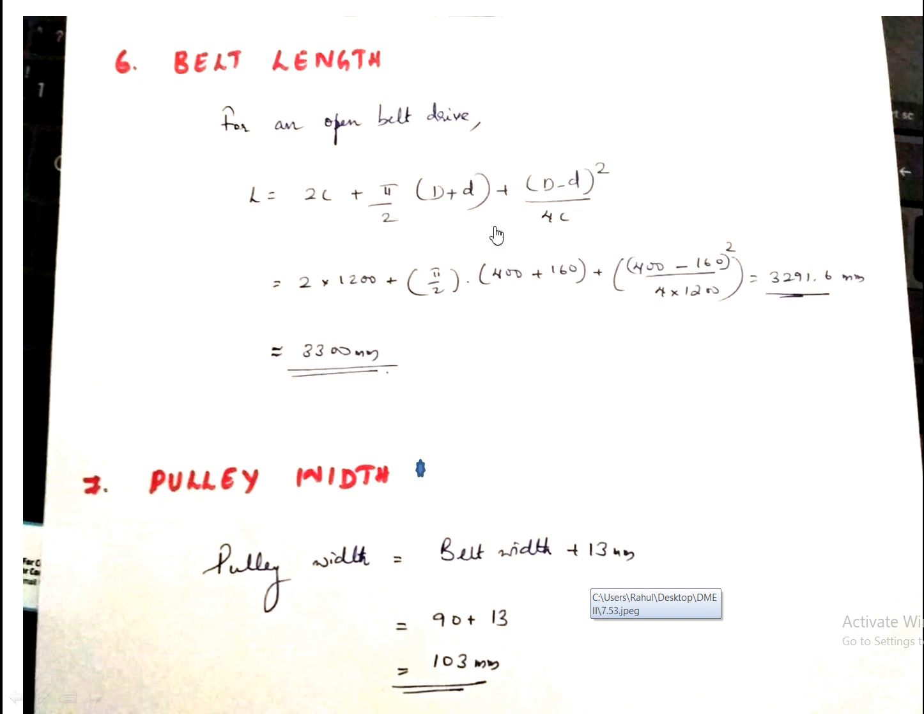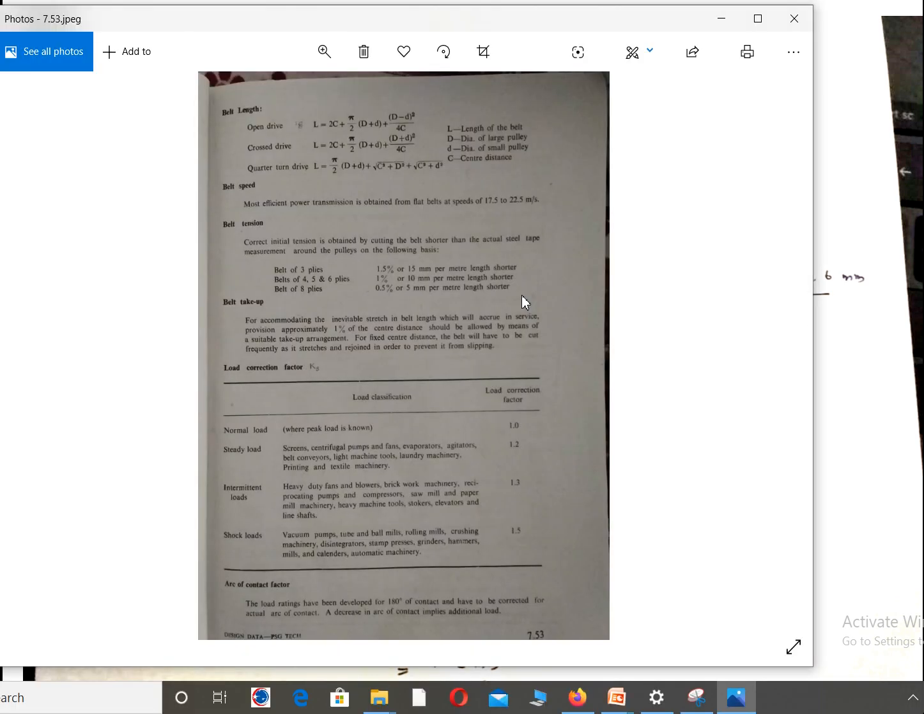Now to find the length, as per the question, the question says you design an open belt drive system, right? So this clue is given in the question itself. There is a standard equation for open belt drive system. You can see it on page number 7.53 in your data book. For the open drive, L is nothing but 2c plus pi by 2 into (D plus d) plus (D minus d) the whole square by 4c. All these values are nothing but the diameters and the center distance.